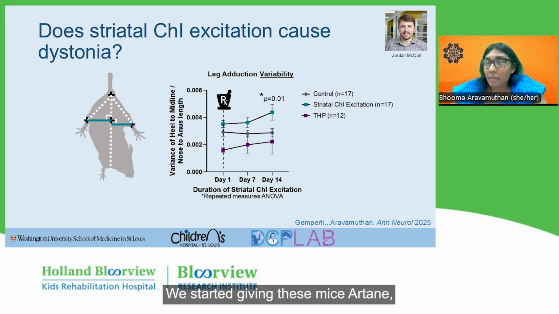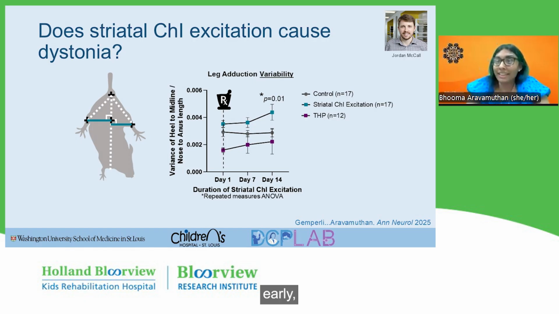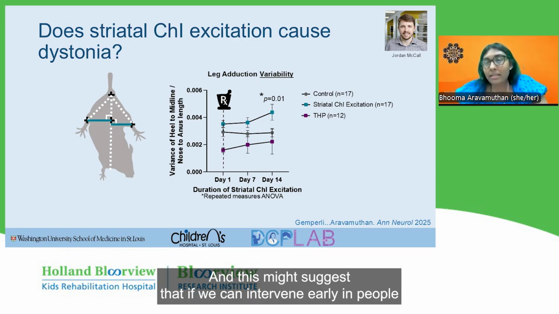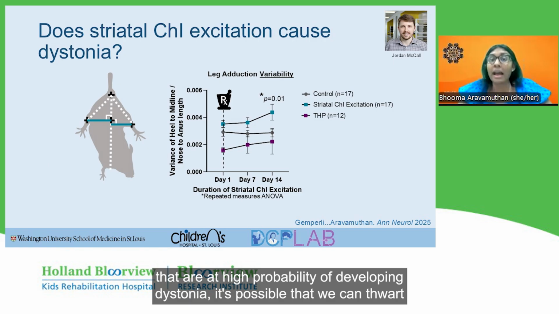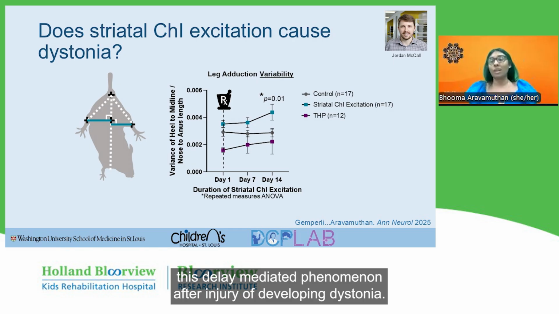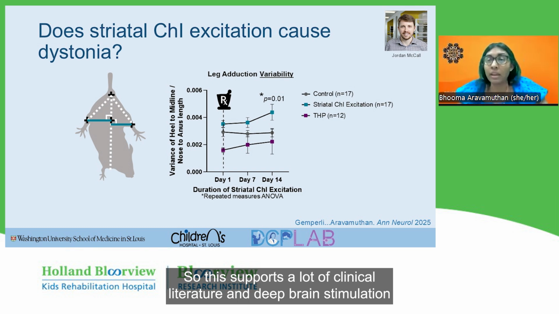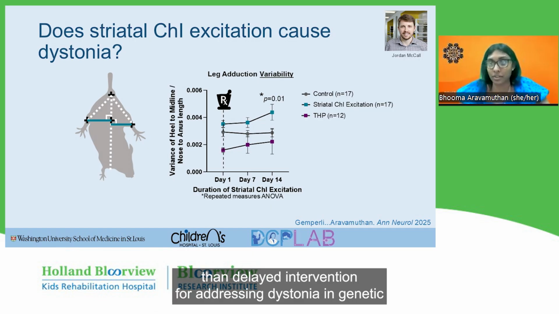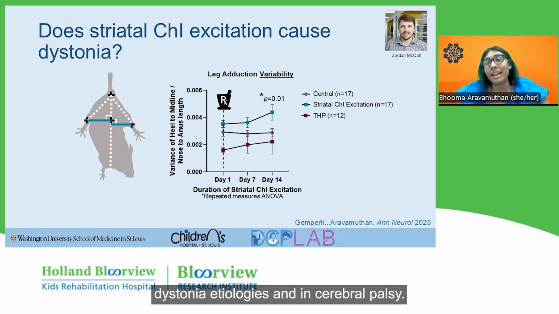We started giving these mice artane early, right as we started exciting these cholinergic interneurons. And this might suggest that if we can intervene early in people that are at high probability of developing dystonia, it's possible that we can thwart this delay-mediated phenomenon after injury of developing dystonia. So this supports a lot of clinical literature in deep brain stimulation that also suggests that early intervention may be more successful than delayed intervention for addressing dystonia in genetic dystonia etiologies and in cerebral palsy.